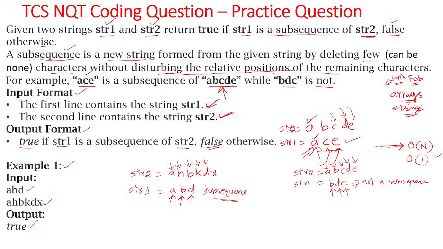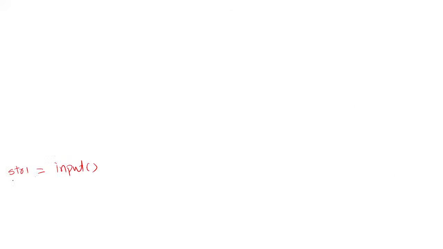How you can read this is in your main code. Assume string 1: you can read it using the input function in Python. Input reads anything as a string, so the first group of characters will be read as a string and stored in str1. Then read the second string, str2. Again you say input.